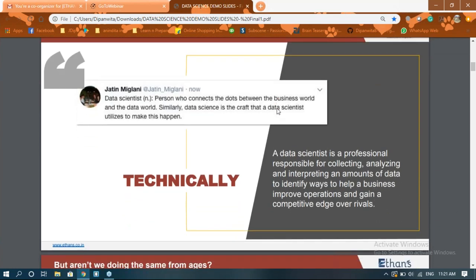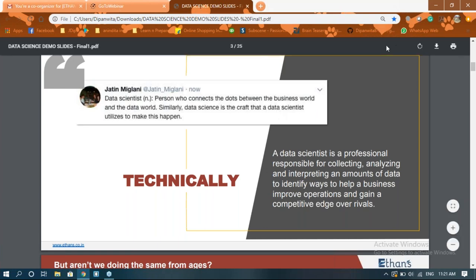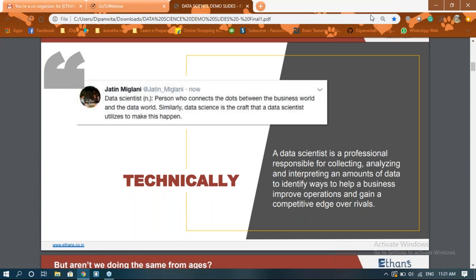So there are different aspects to a data science professional. Let me give you a few understandings here. A data scientist is normally a professional who does a lot of stuff. They work on the data, they collect the data, they analyze data, they interpret data, and they help identify how a business can improve, can not fail, can succeed, can make a certain benchmark, all of that.